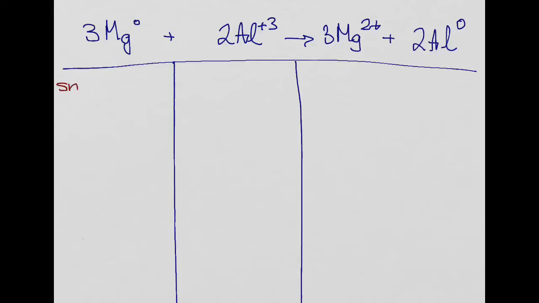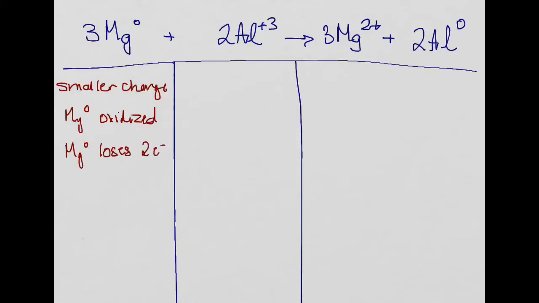smaller charge, therefore magnesium 0 is oxidized. Also, we notice that going from magnesium 0 to magnesium 2 plus, we have lost 2 electrons. So magnesium 0 loses 2 electrons. Magnesium 0 has an oxidation number that increases from 0 to plus 2.